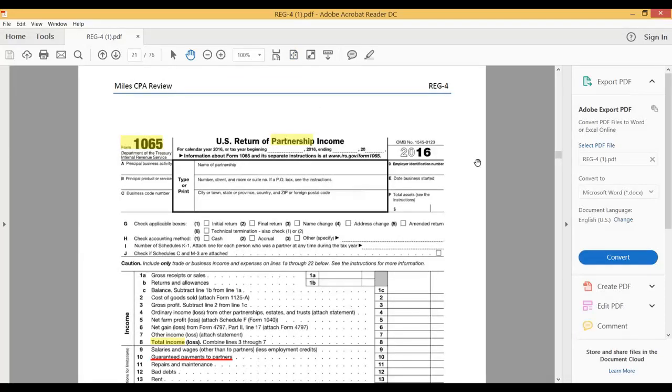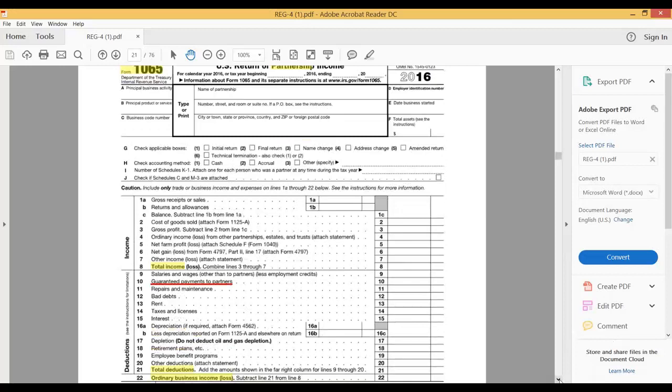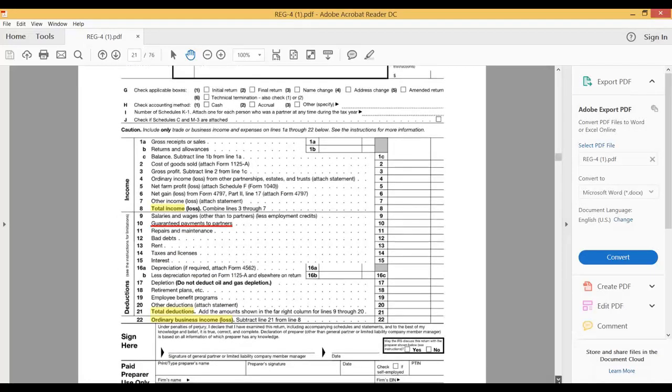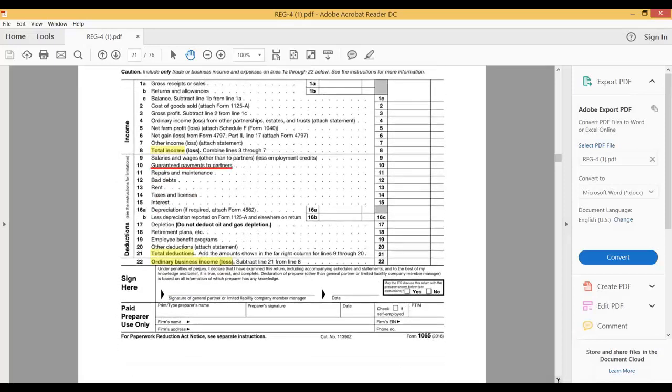So as you can see, this is the first page of Form 1065. It is an information return where you have all the general partnership information, whether it's an initial return, the name of the partnership, the principal business it is in, and the address. The first page typically includes your income and your ordinary business deductions. Guaranteed payments, underlined here in red, is something that I'm going to discuss now. So this is your ordinary business income or loss.